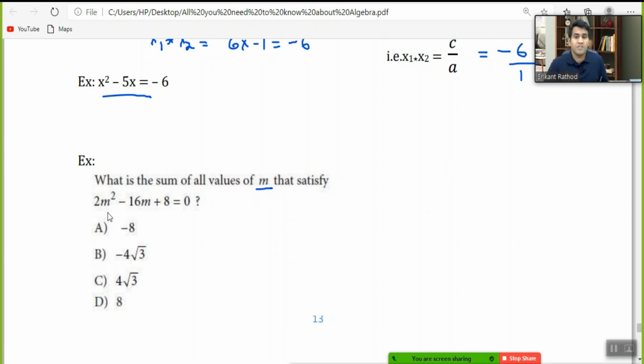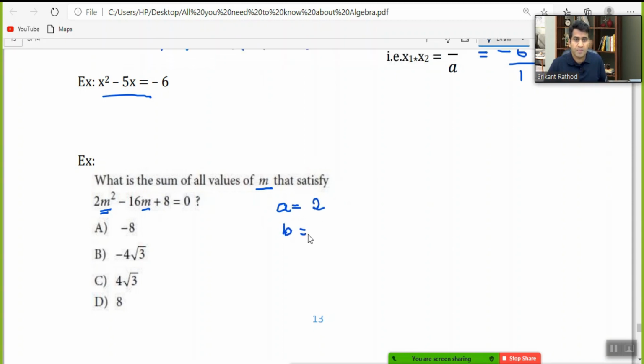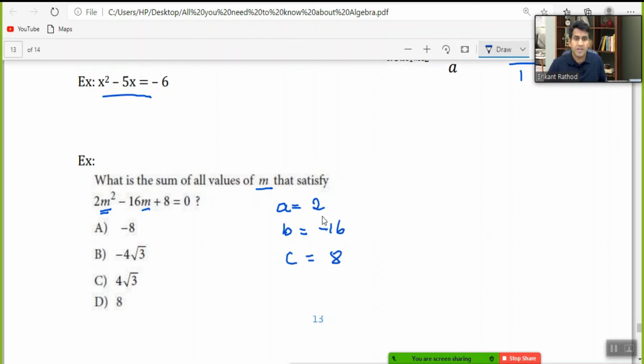So here the variable is m instead of x, and this is the general form, and they are asking what is the sum of all the values of m that satisfy. It's basically asking for the sum of the roots. So compare this expression: what is the value of a, 2; what is the value of b, here it's going to be -16; and c is going to be 8, right? Or you can further simplify it by dividing by 2, so a as 1, b as -8, and c as 4. It's possible because 2 is common in that.